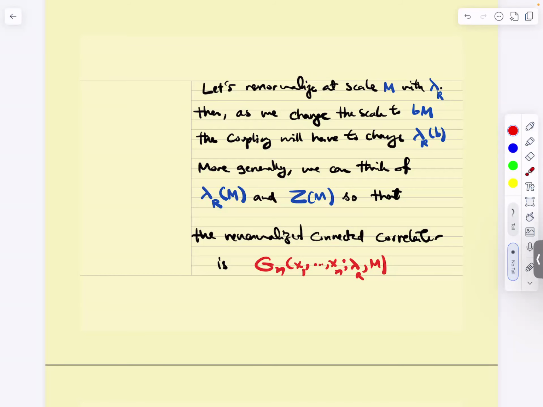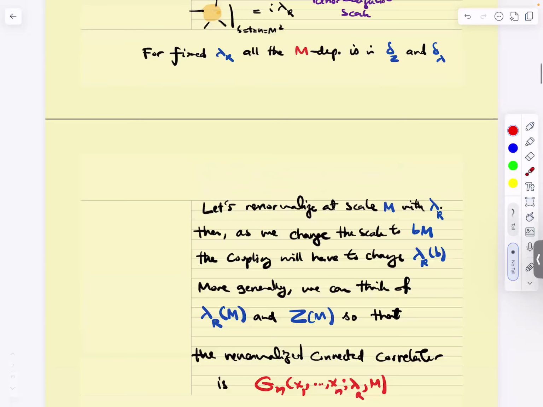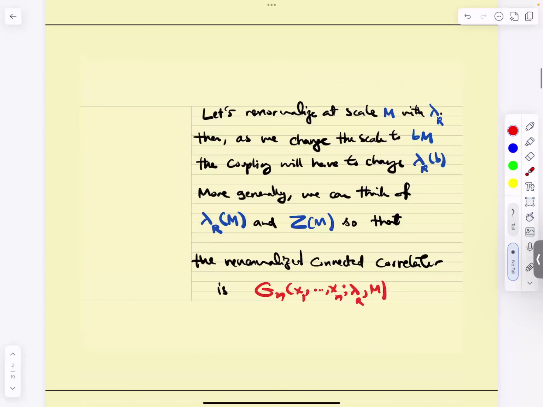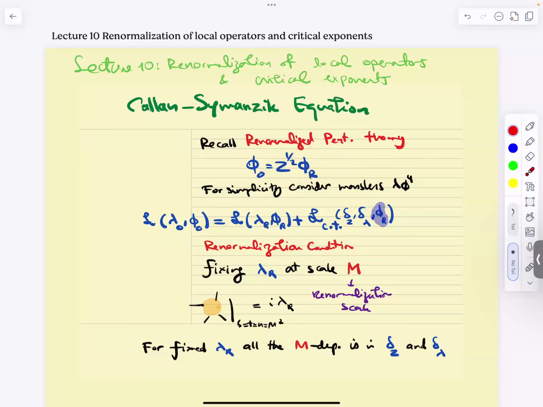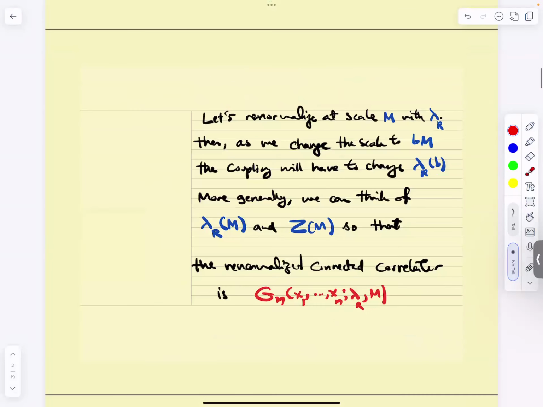So that's what we did in renormalized perturbation theory. In RG flow, there's a second step. Now that you've renormalized your theory, you say, let's change the renormalization scale from M to bM, where b is a constant less than 1. Then the couplings will have to change as well. So we're changing M on this side, the couplings will change as well, and so will basically all the wave function renormalizations.